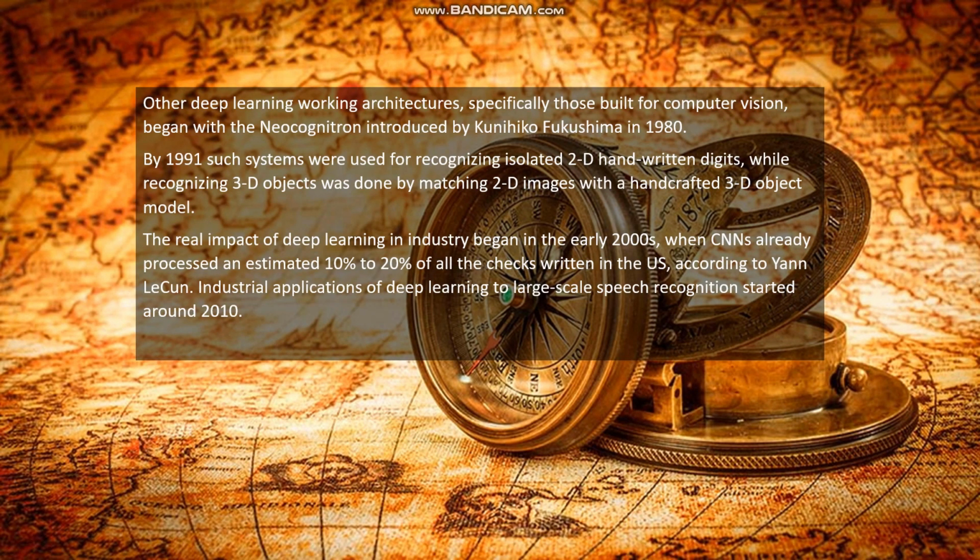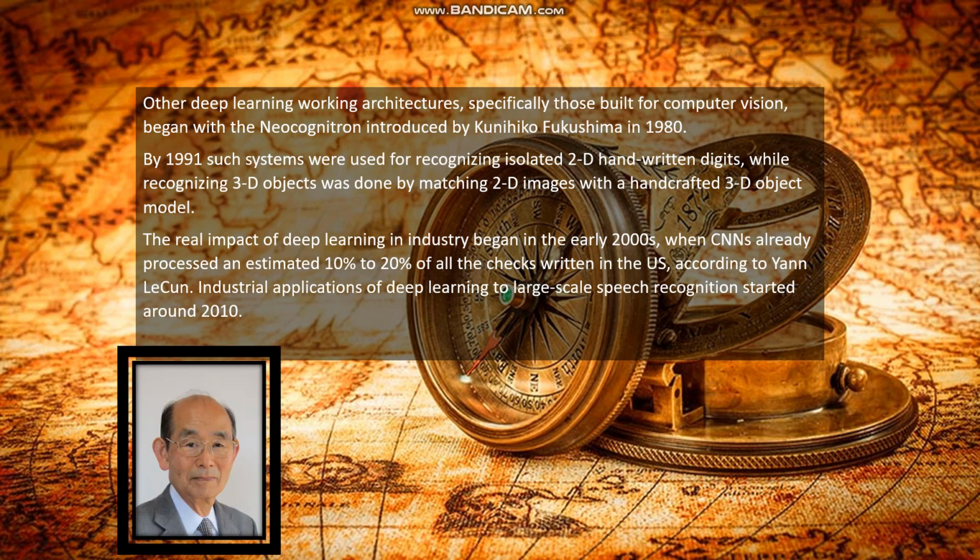Other deep learning architectures, specifically those built for computer vision, began with the Neocognitron introduced by Kunihiko Fukushima in 1980. In 1991, such systems were used for recognizing isolated 2D handwritten digits, while recognizing 3D objects was done by matching 2D images with a handcrafted 3D object model. The real impact of deep learning in industry began in the early 2000s, when CNNs already processed an estimated 10% to 20% of all the checks written in the US.